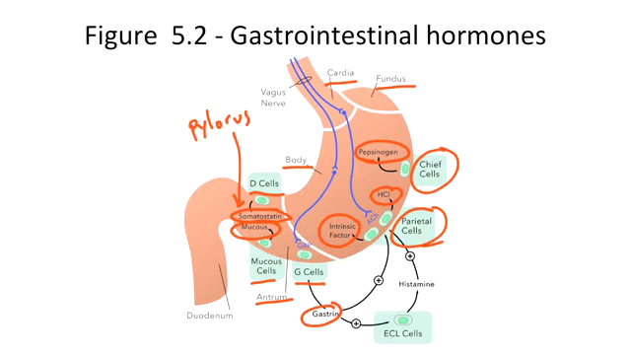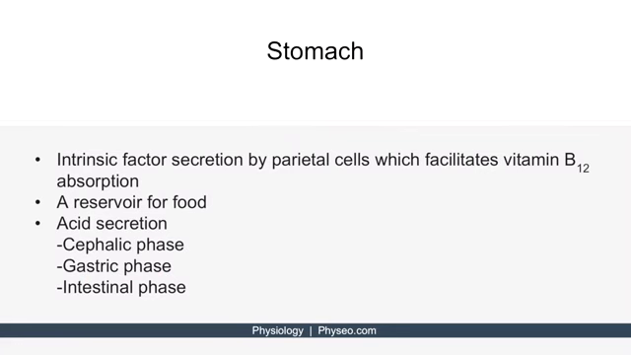Okay, with this in mind, let's discuss the primary functions of the stomach. The stomach has 3 primary functions. The first and the only essential function of the stomach is to produce intrinsic factor. Let's pull up figure 5.3 and talk about this more before we move on.